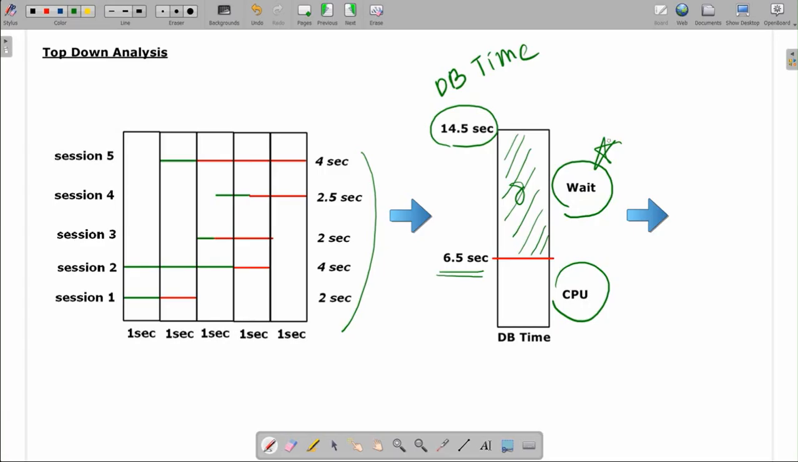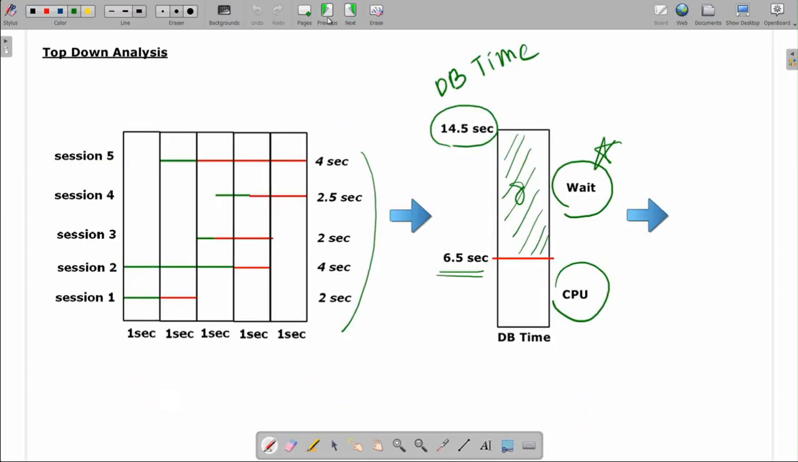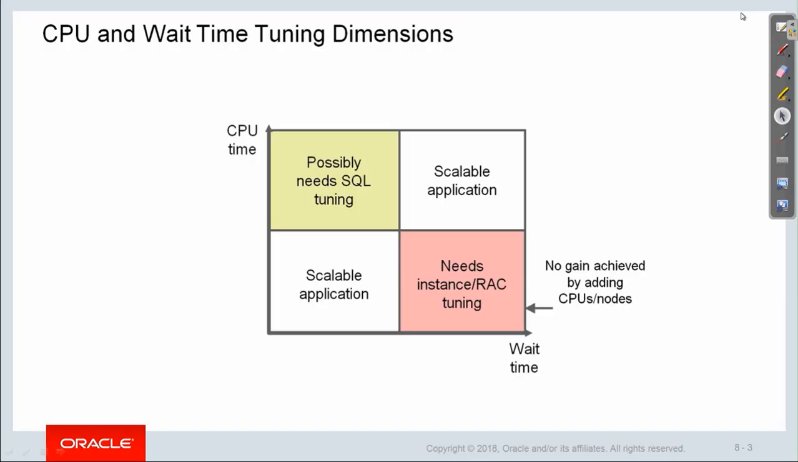If this is a problem time period statistics, by eliminating wait, you have an opportunity to tune your database. So as you can see, we're going to use a top-down analysis. You take a look at DB time, and then you analyze it by wait time, and you analyze it by CPU time, and then you look further. So you can analyze your database activity time in this way. So that's the meaning of a CPU and wait time tuning dimension.